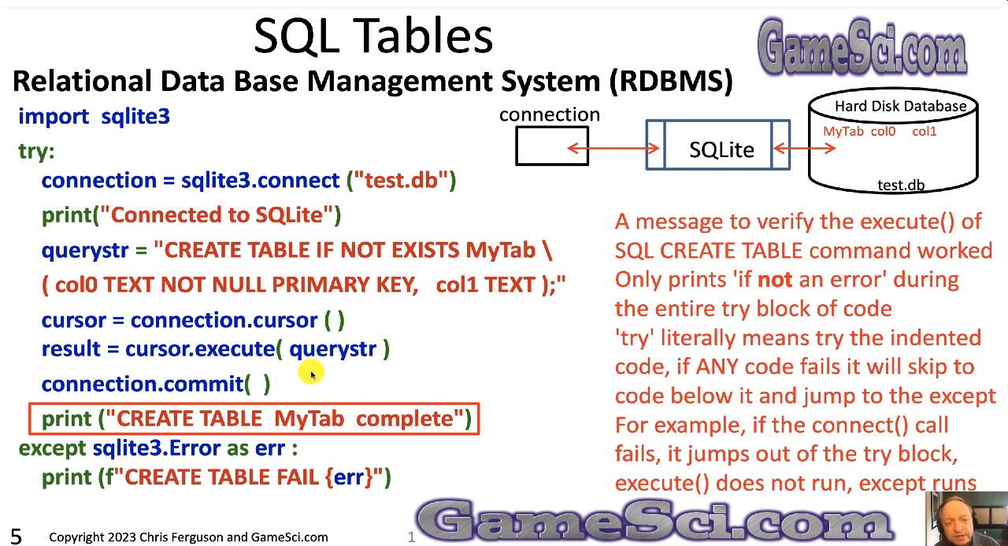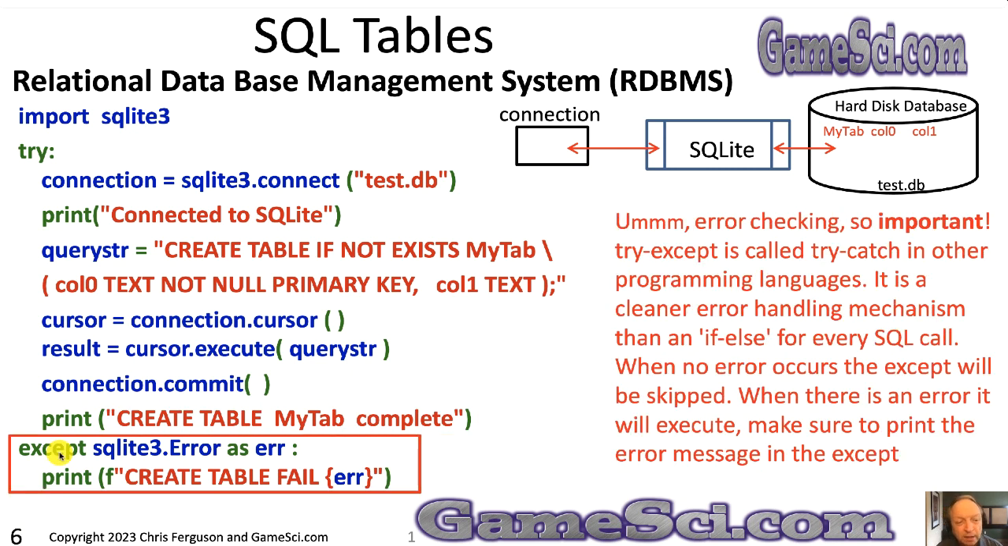What happens if it's this execute that fails? If the execute fails, it will jump immediately to the except and print the error. That's why I put this print statement at the bottom of the try block. If this line of code is reached, none of these lines failed. They all worked, and I confirm that there. And if everything went right in the try block, it will skip the except and continue on with the program.